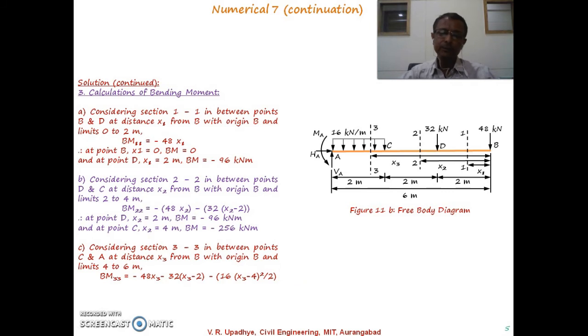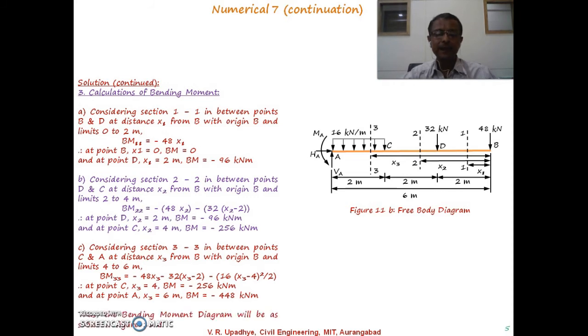And now if we put limits as x3 equal to 4 meter and x3 equal to 6 meter, the value of bending moment at point C comes out to be minus 256 kilonewton meter, and at point A, if we substitute x3 equal to 6 meter, it gives a bending moment at A as minus 448 kilonewton meter. So now with these values, we are aware that at point B it is 0, at D it is minus 96, and again minus 256 and minus 448.